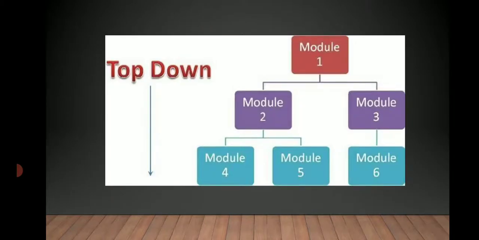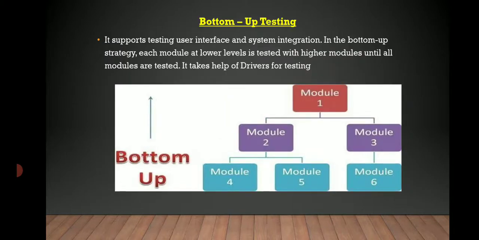This is the diagram which shows the top down approach. We have a module 1 which is split into module 2 and module 3. Module 2 is split into modules 4 and 5, and module 3 is split into module 6. This is the top down approach.